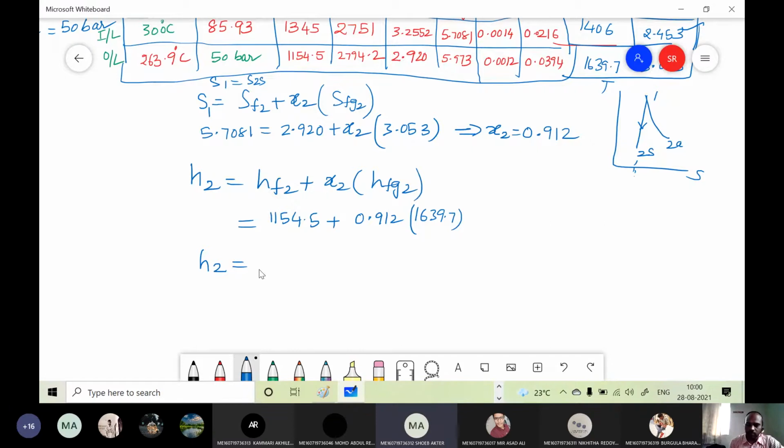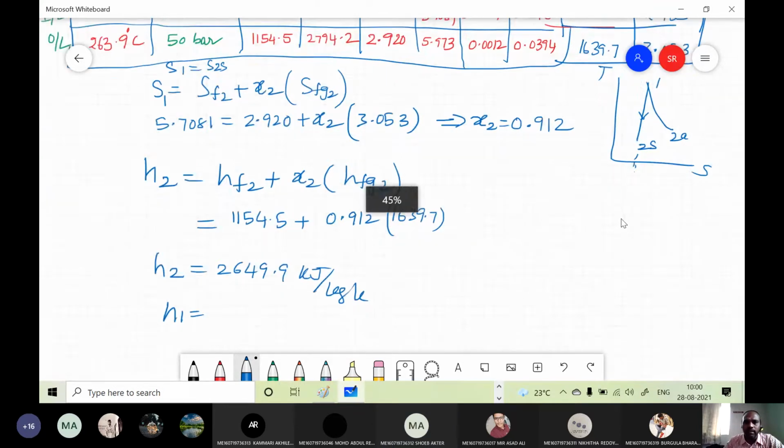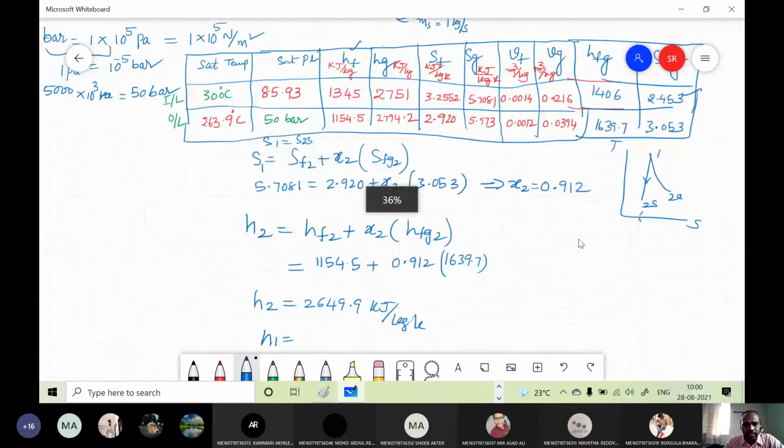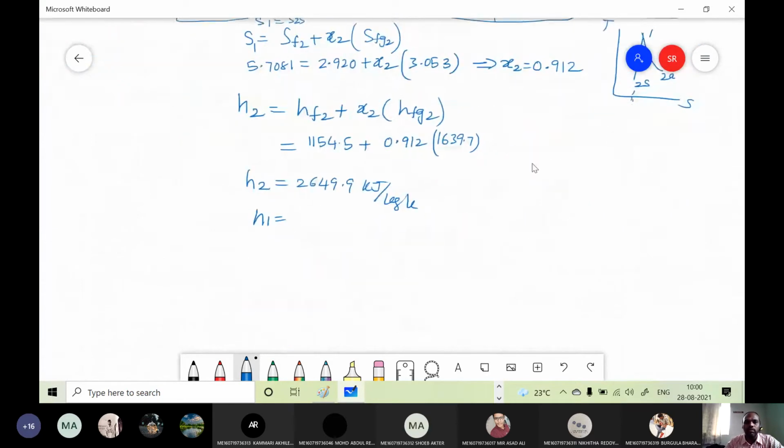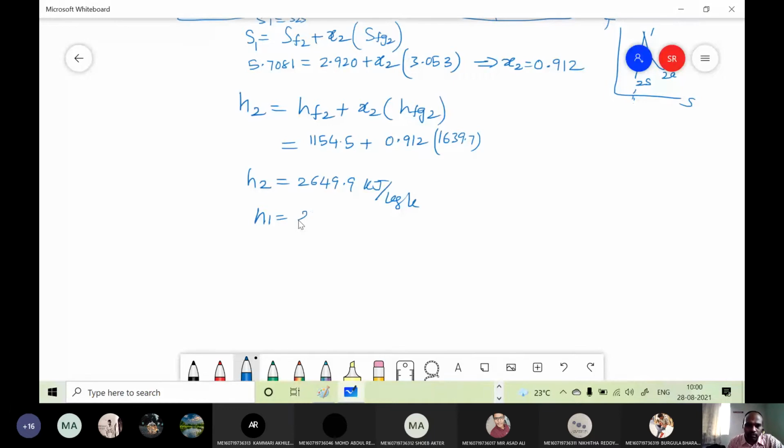Sir, 2649.9 kilojoules per kg Kelvin. This is H2. What is the H1 value? H1 value we can take directly, right? So the H1 value is equal to Hg because it is dry saturated, 2751.2 kilojoules per kg. Right, not Kelvin, only kilojoules per kg, enthalpy.